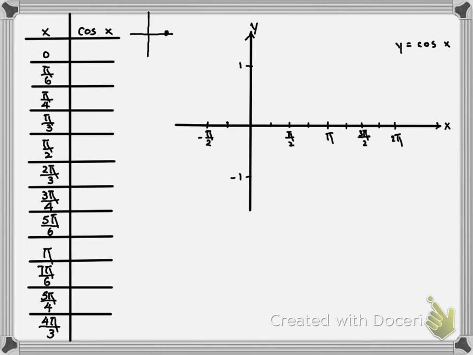Cosine of 0. When x equals 0, cosine x equals positive 1. The x value is 1.